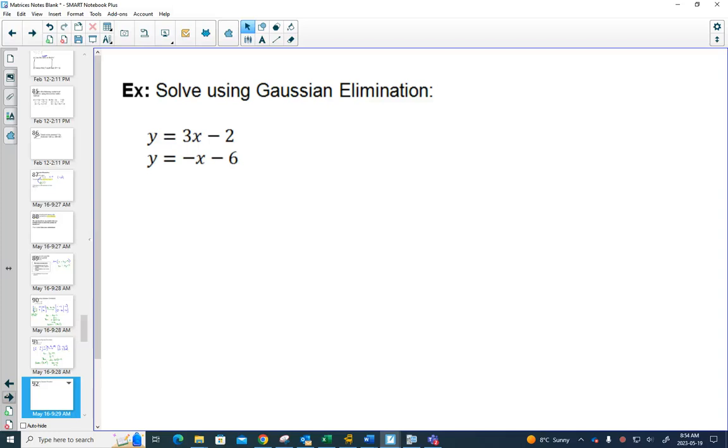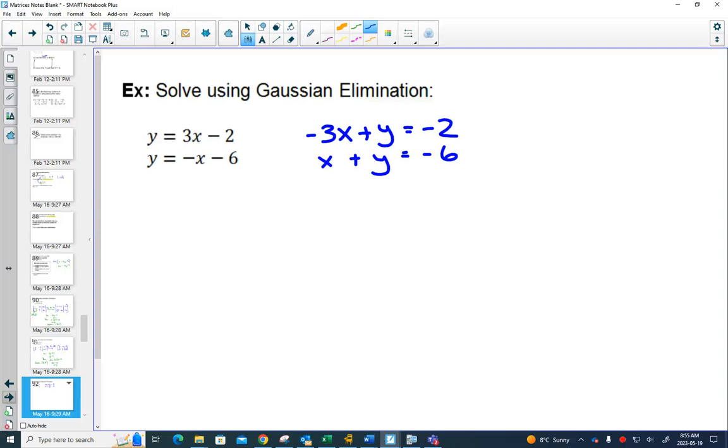What do you do if things aren't in the augmented matrix form? Well, first of all, you're going to have to rearrange things. So I would take this one and I would write negative 3x plus y equals negative 2 and x plus y equals negative 6.